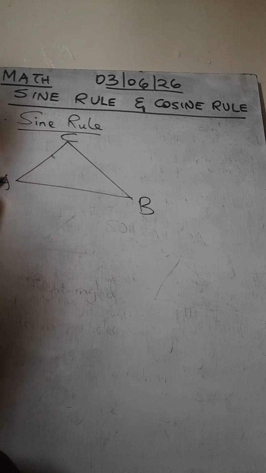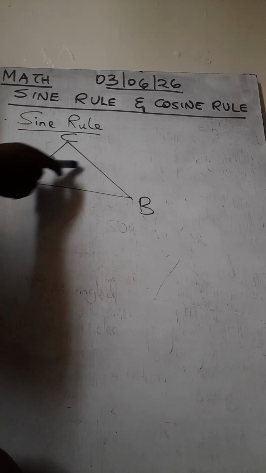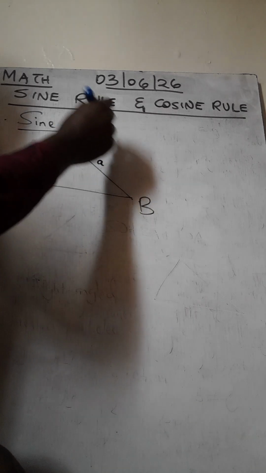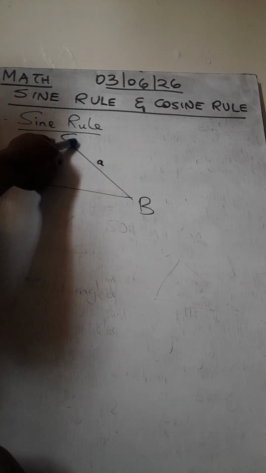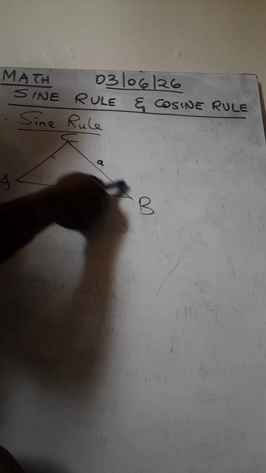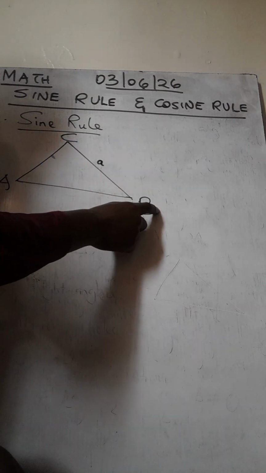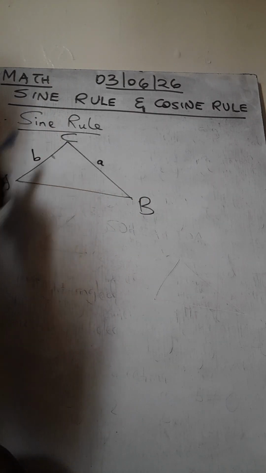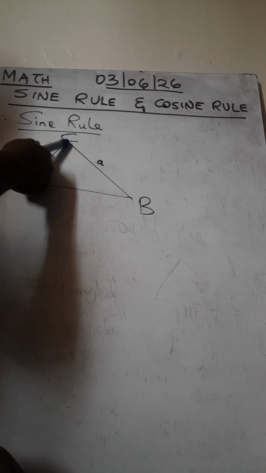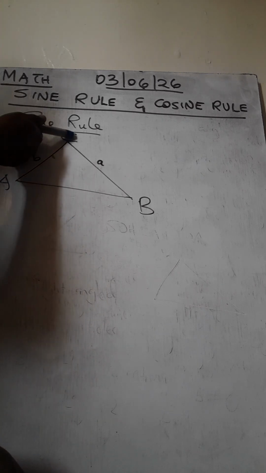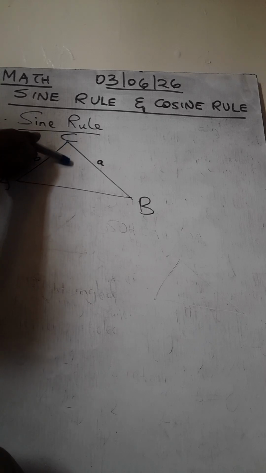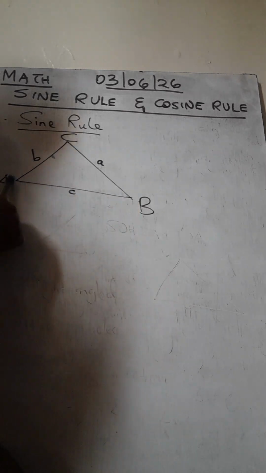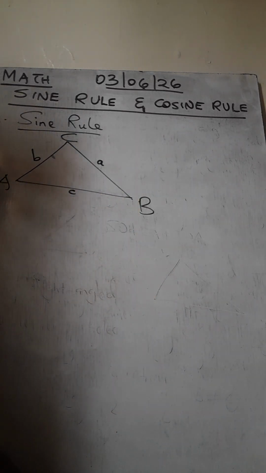Then from angle A to the opposite side, look at the movement of my hand. We have small letter a representing the dimension of this length. Then from angle B across to the opposite side, we have small letter b representing the dimension of this length. Then from angle C, you cross to the opposite side this way, we have small letter c representing the dimension of this length.